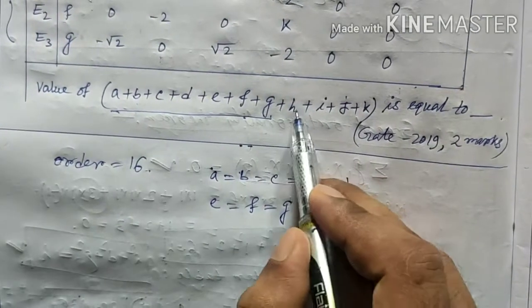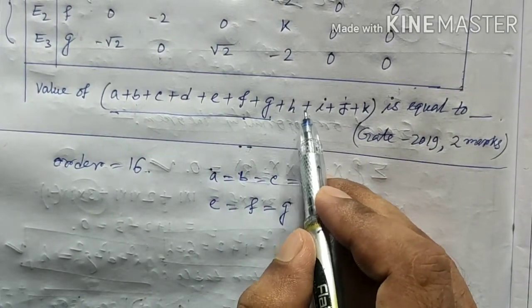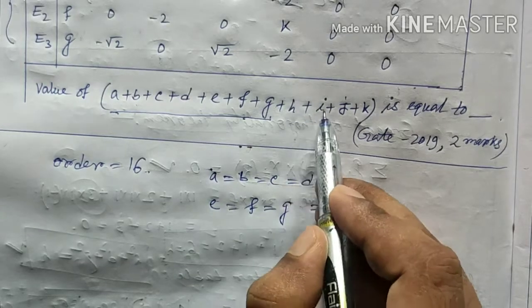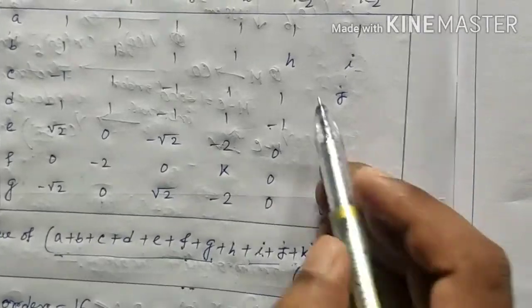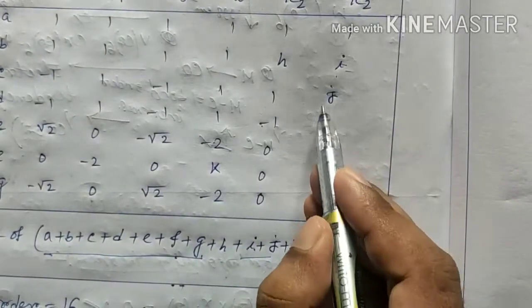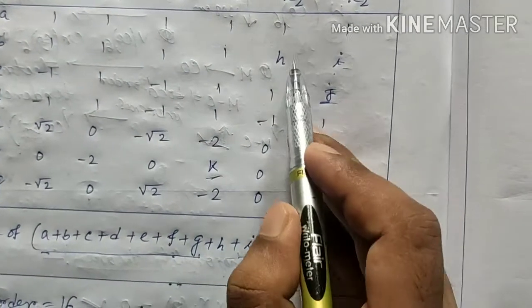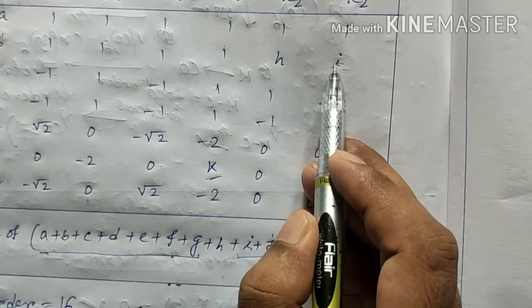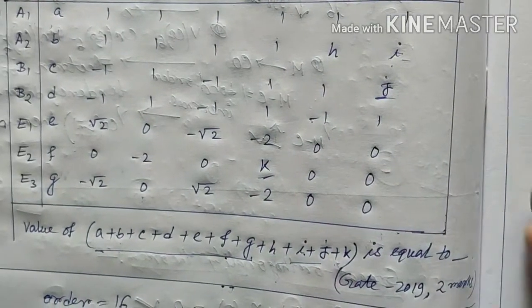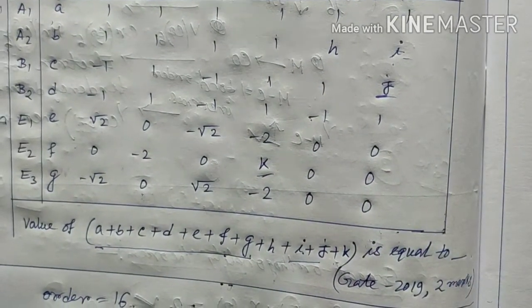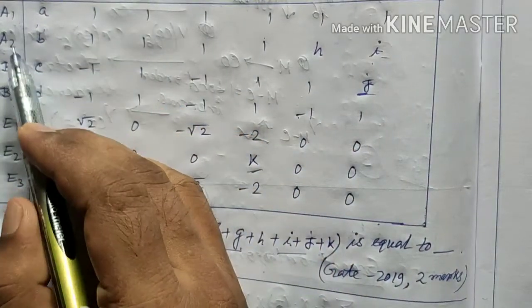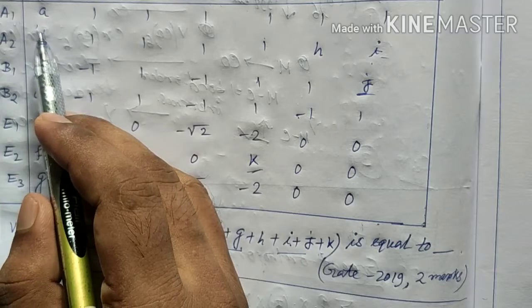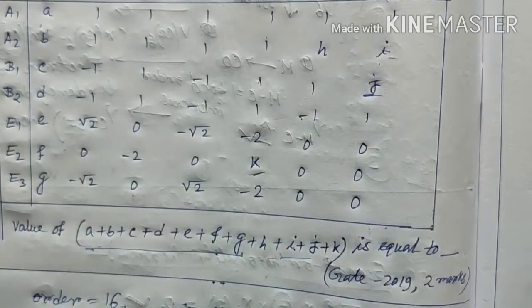We have to calculate the values of these four missing parameters, that is h, i, j and k. And to identify h and i, we can apply the great orthogonality theorem, that is, the summation of the characters corresponding to different irreducible representations will be equal to 0.